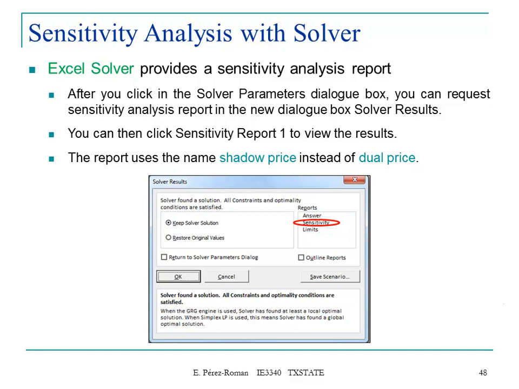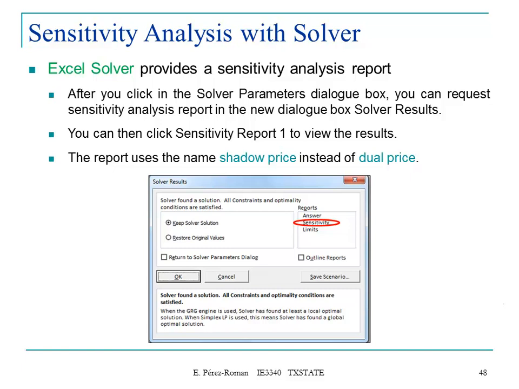If you solve your problem using the solver, after you click in the solver parameters dialog box, you can request a sensitivity analysis report in the new dialog box after you solve. So once you solve the problem, this is what you're going to see. If you look at this box here, that gives you the option of requesting the sensitivity. If you click there and then hit OK, the Excel file will give you an extra worksheet. It's a separate worksheet that will give you the report for the sensitivity.